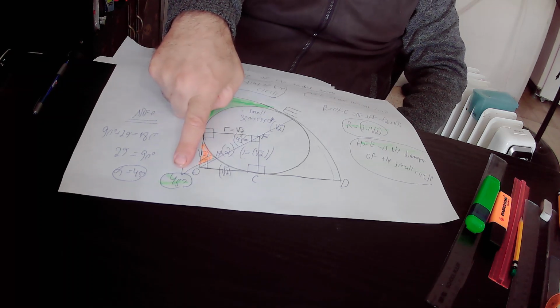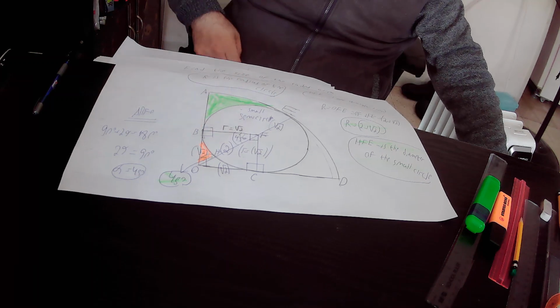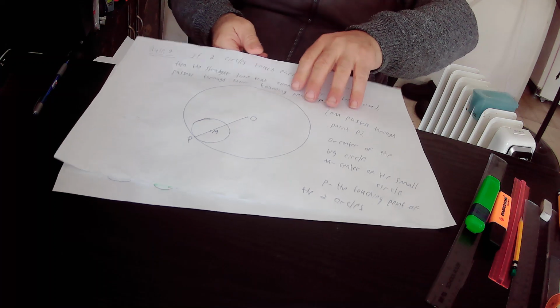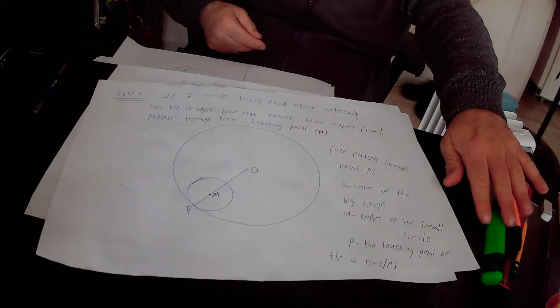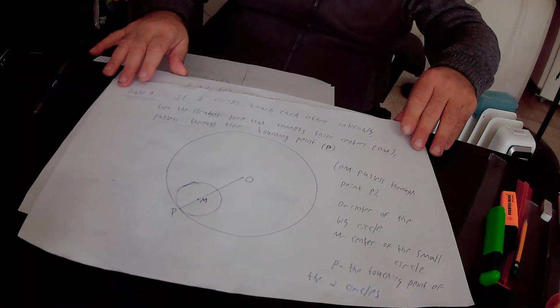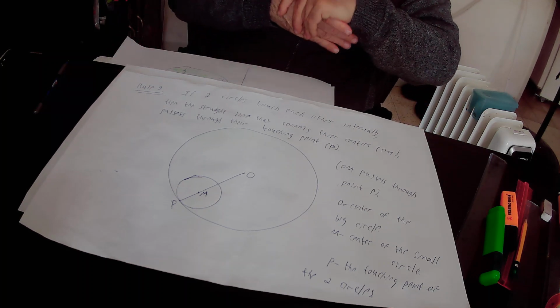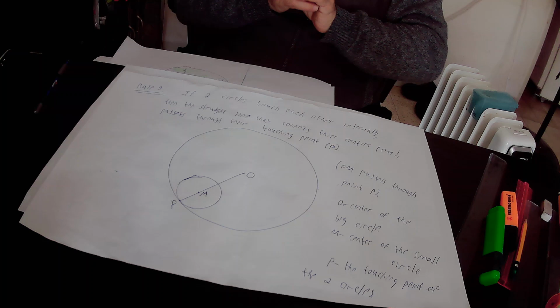In the next step, I presented to you a new rule. We implemented the new rule in our drawing. According to Rule 9, if two circles touch each other internally, then the straight line that connects their centers together must pass through their touching point.